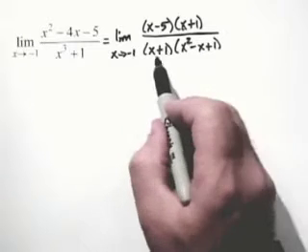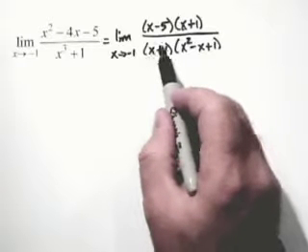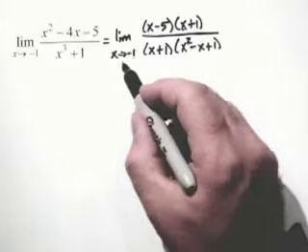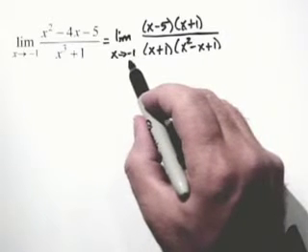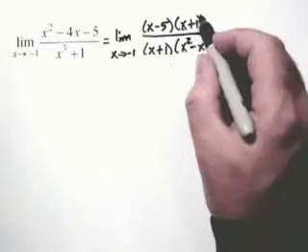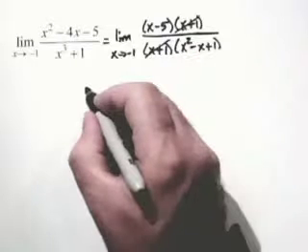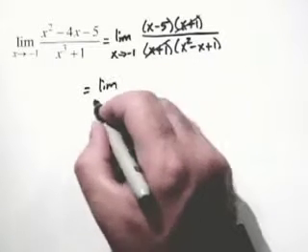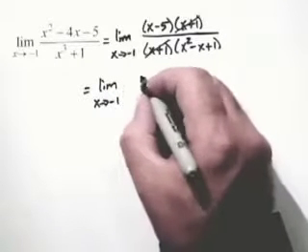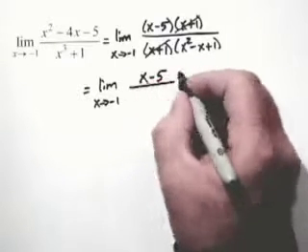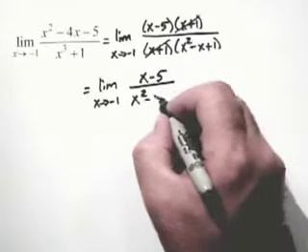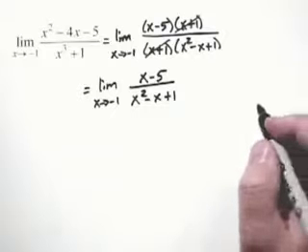If we put in x equal to -1, we will get 0 for the value of that factor. But since we're not concerned with what happens at -1, just near that, we can go ahead and cancel those factors and get the limit as x approaches -1 of x minus 5 over x squared minus x plus 1.